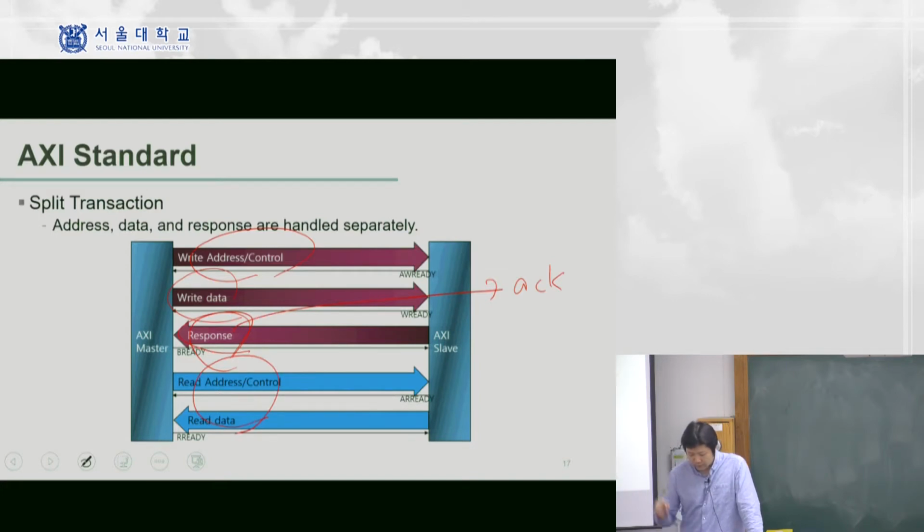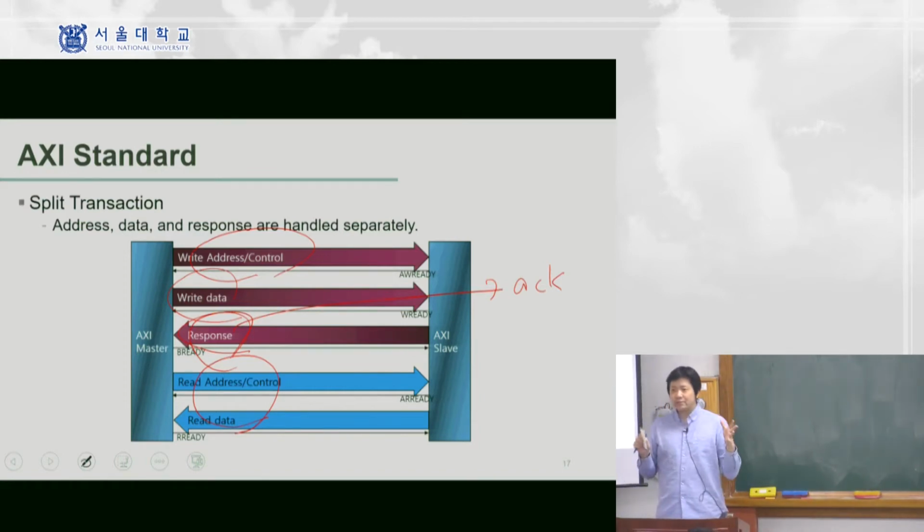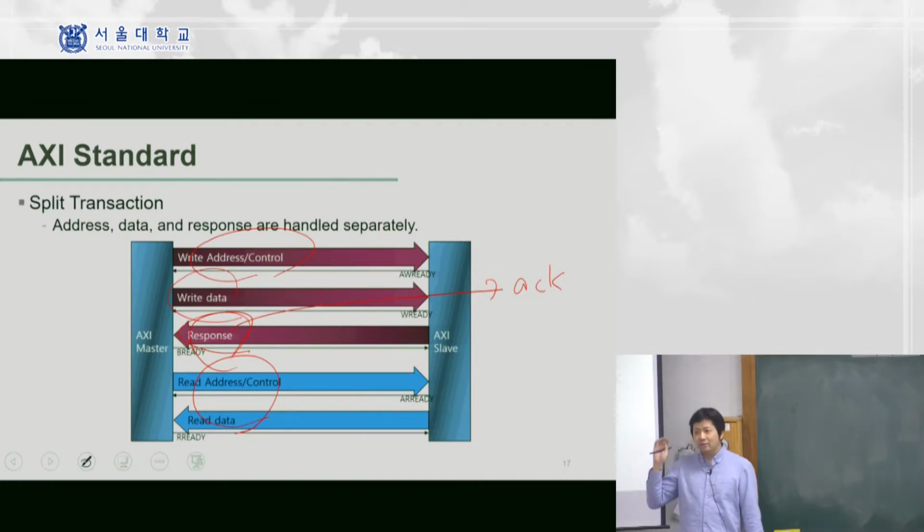The first one is read address and control, and the second one is read data. So in the first phase, the master sends a read command with an address, right? And the slave receives this information, and then internally reads specific blocks, accessing memory or accessing BRAM, whatever it does, and then it returns this data back to the master.